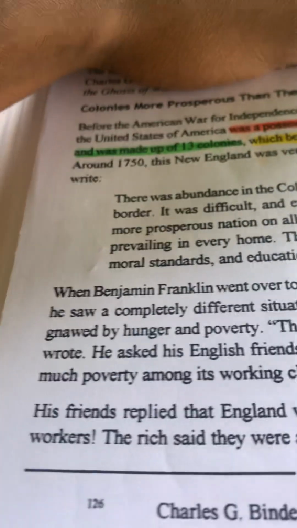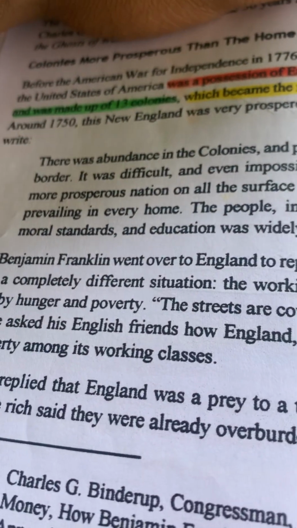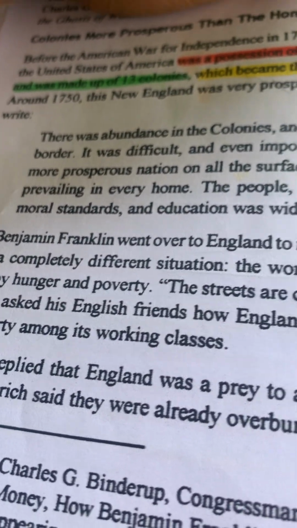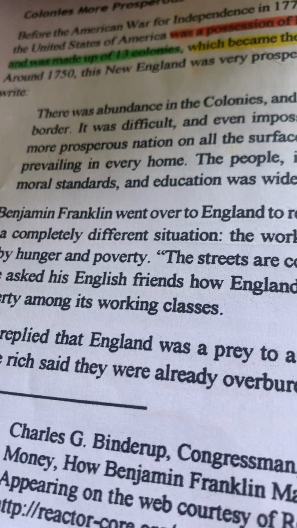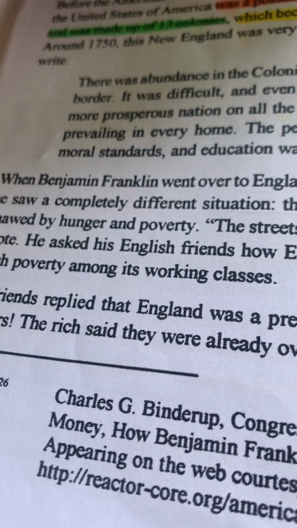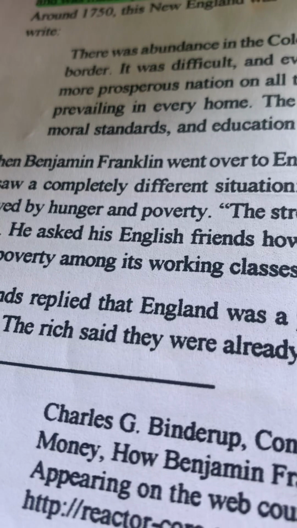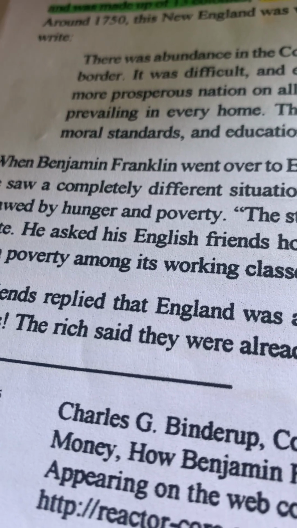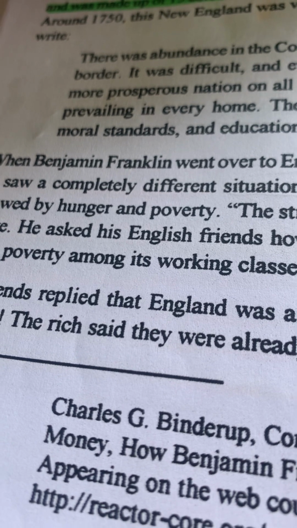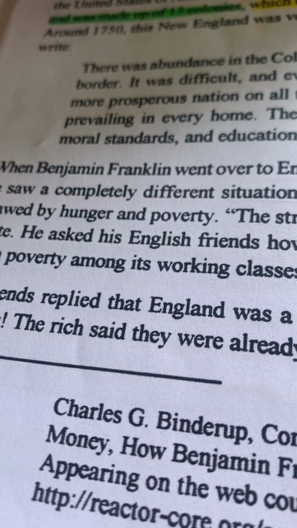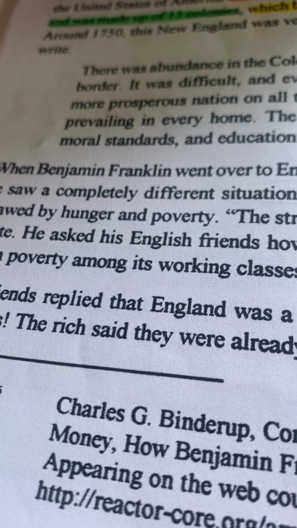Then it says, when Benjamin Franklin went over to England to represent the interests of the colonies, he saw a completely different situation. The working population of this country was gnawed by hunger and poverty. "The streets are covered with beggars and tramps," he wrote. He asked his English friends how England, with all its wealth, could have so much poverty among its working classes. His friends replied that England was a prey to a terrible condition. It had too many workers.